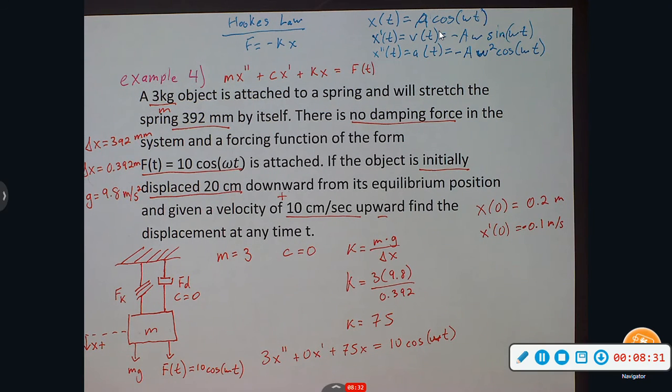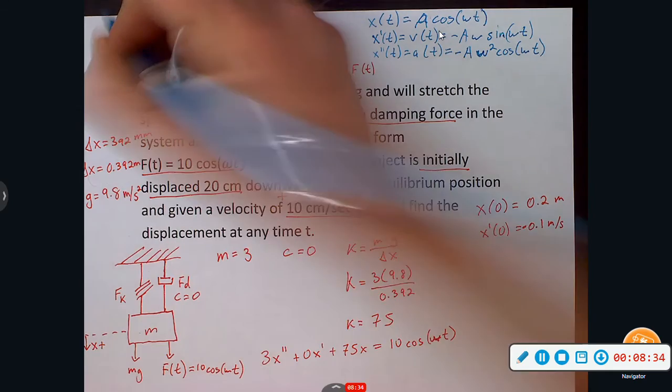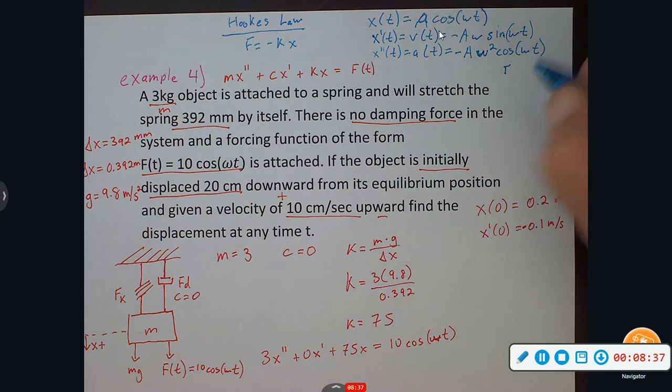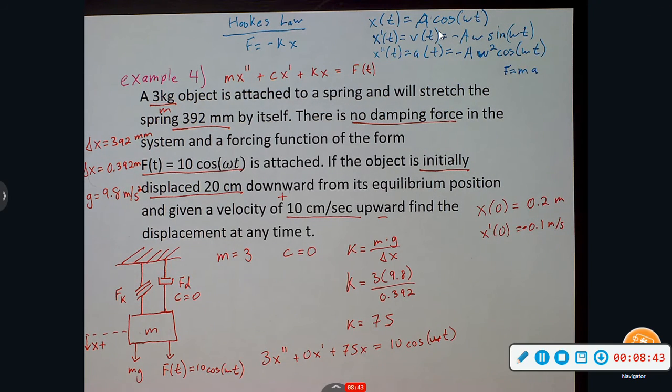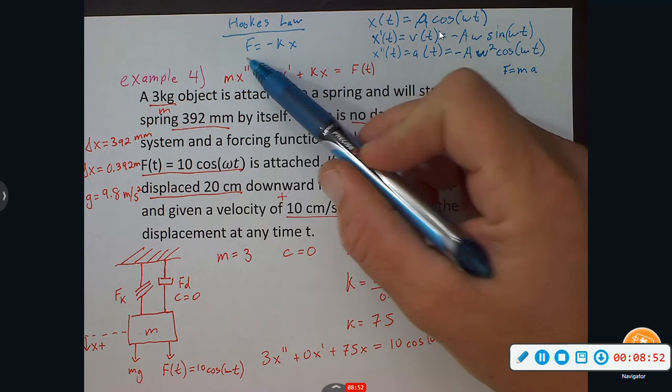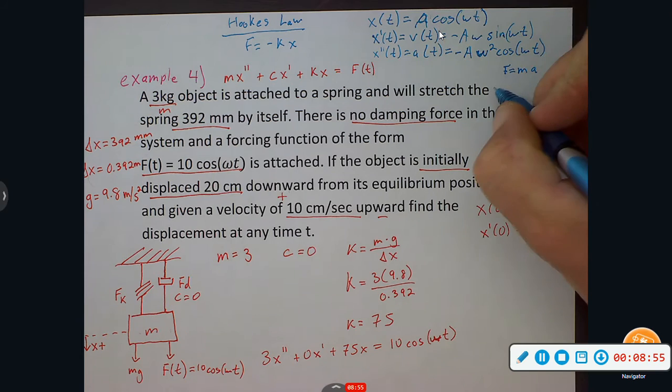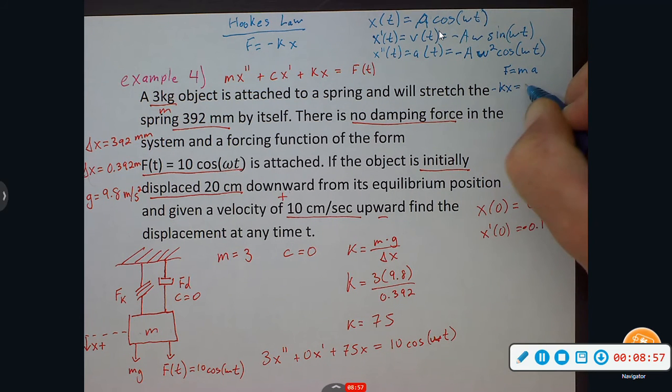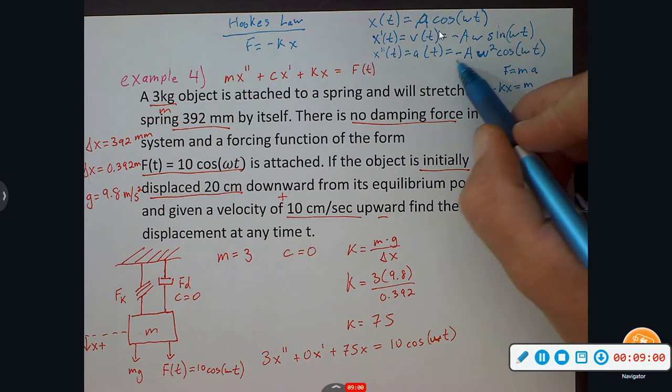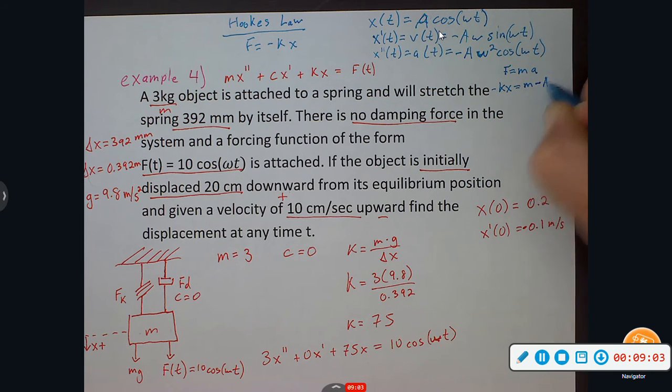What other things do we know about math? Let's do on the side here. Force equals mass times acceleration. We know that from Newton's second law. How could I put all this together? Well, let's take this force, negative kx, and the acceleration would be this, negative a w squared cosine wt.